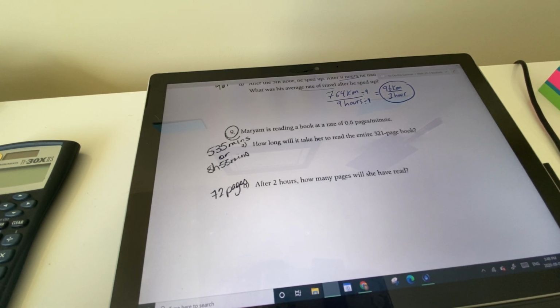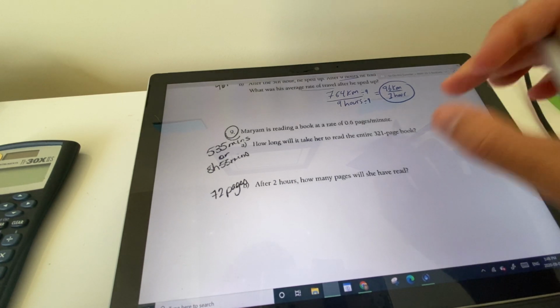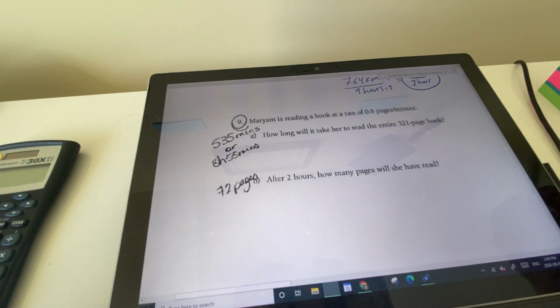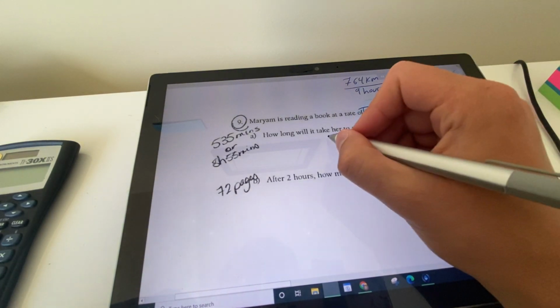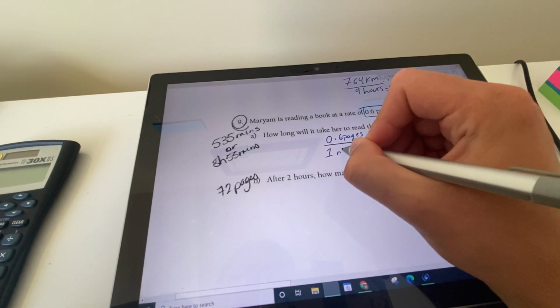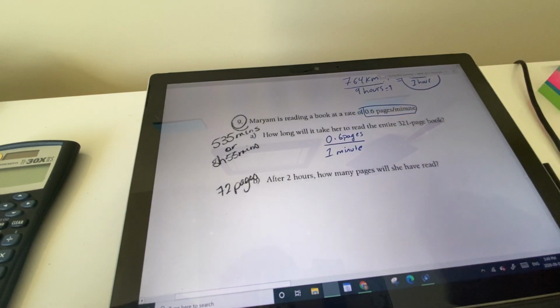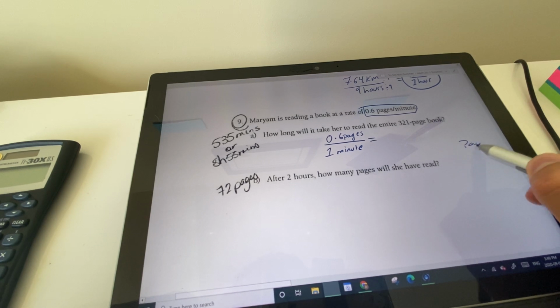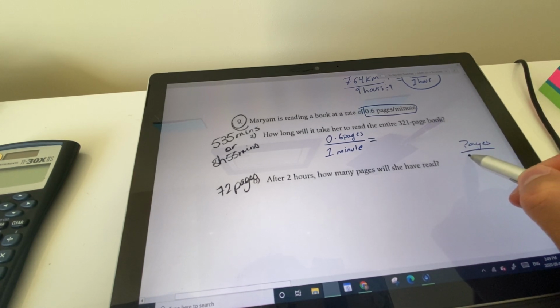So here's where we can use some cross multiplication and division, because we're being given a rate. Okay, so Miriam is reading a book at a rate of 0.6 pages per minute. How long will it take her to read the entire 321-page book? So this is a rate. Always try and figure out what your rates are and what they mean. This is 0.6 pages per 1 minute. Okay, here we can say, I'm always going to put pages on the top and minutes on the bottom.